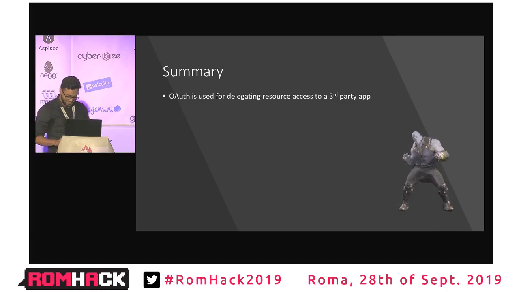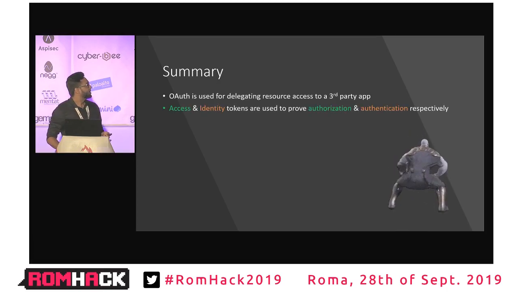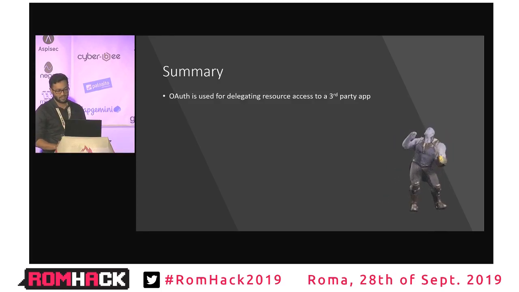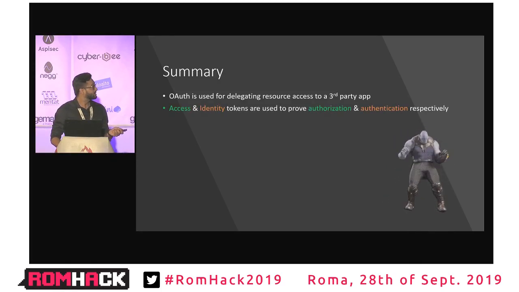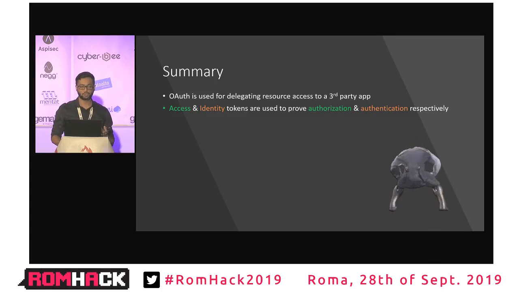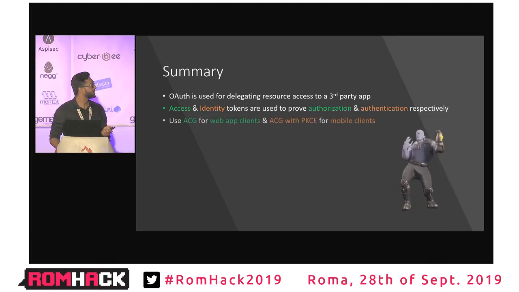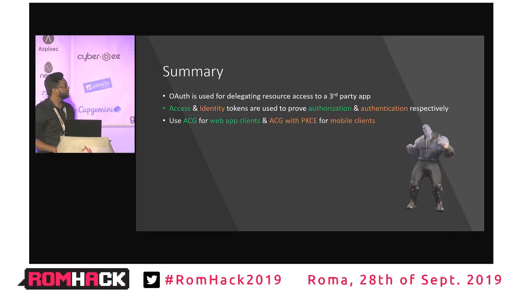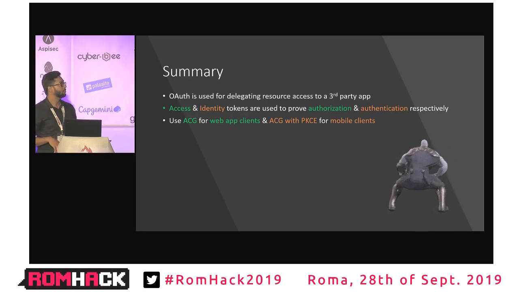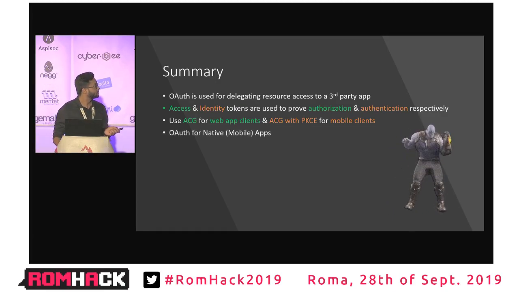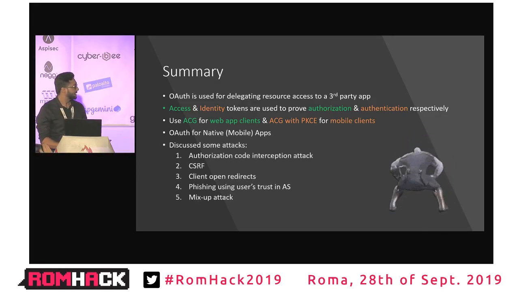So in summary, we've studied that OAuth is used for delegating resource access to a third party. We also know that access tokens and identity tokens are used to prove authorization and authentication respectively. And it is recommended to use auth code grant for web applications. You need not have PKCE, but with mobile clients, you should always use PKCE. And then we covered some of the attacks.